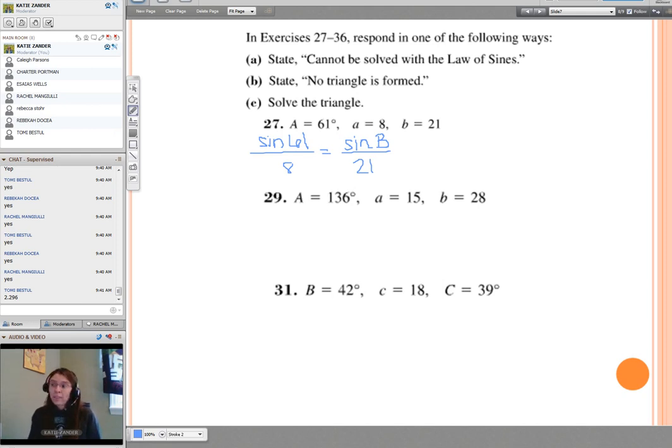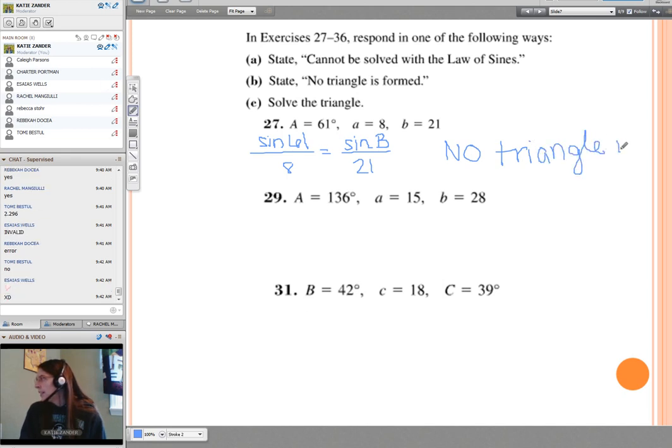2.296. Now you'd have to do the inverse of that because we're trying to find an angle measurement, right? So when you do the inverse of your 2.296, you get invalid or error or a domain error, right? 2.296 is outside of the domain for sine because it's got to be between -1 and +1 to find those angle measurements. So if you get an error, can you form a triangle with those given measurements? No. No triangle is formed.